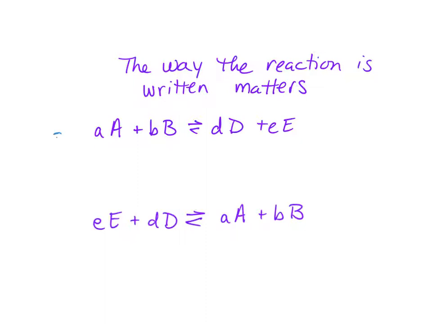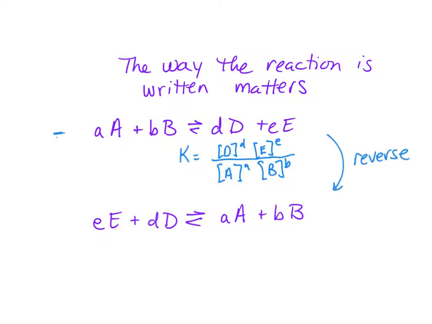So for this first reaction, our K is going to be equal to D raised to lowercase d, E raised to lowercase e, over A raised to lowercase a, B raised to lowercase b. And you would have some value associated with that. In the second reaction, we have E plus D in equilibrium with A plus B. So that's the reverse of this reaction. And when we write K for this, what we'll find is that we have 1 over K from this first reaction.